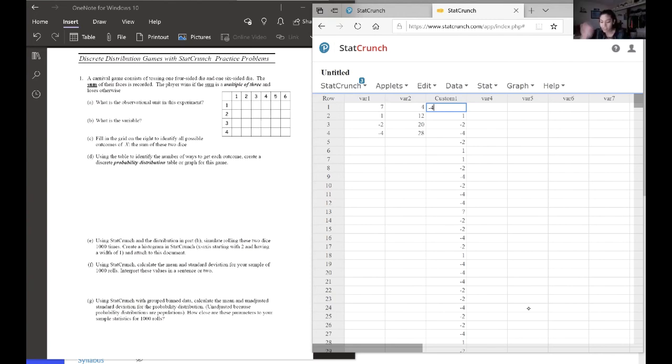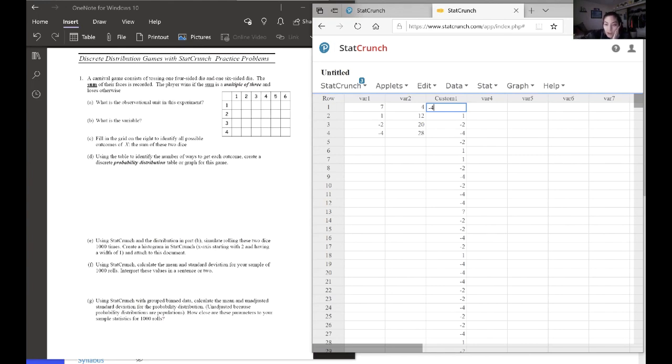All right. So let's go through number 1. If you guys have your StatCrunch open right here, you can just create more columns. So whatever you have, it should be fine. So number 1, a carnival game consists of tossing 1 4-sided die and 1 6-sided die. The sum of their faces is recorded. The player wins if the sum is a multiple of 3 and loses otherwise.